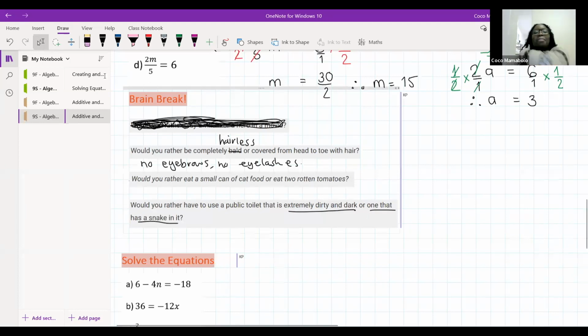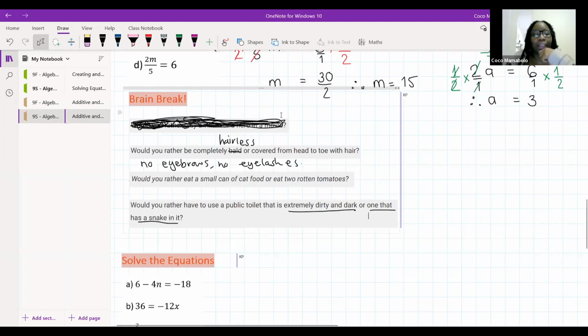Guys, I'm voting for everybody. We're going into the extremely dirty and dark toilet. You can squat in the air. You don't even have to put your butt on the toilet seat. It's fine. I refuse. I would never do it.